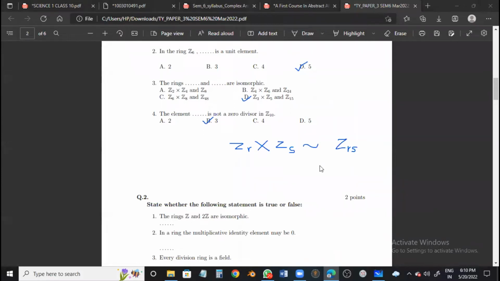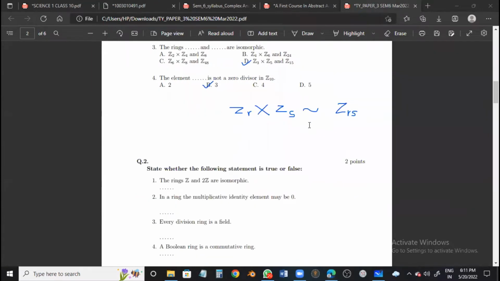Okay. So I think there is no problem. Whenever we talk about isomorphism, in this case Z_R and Z_S, R and S must be relatively prime. That is the need. So in this case, Z3 and Z5 are relatively prime. So this cross product, I mean direct product, is isomorphic to Z15.